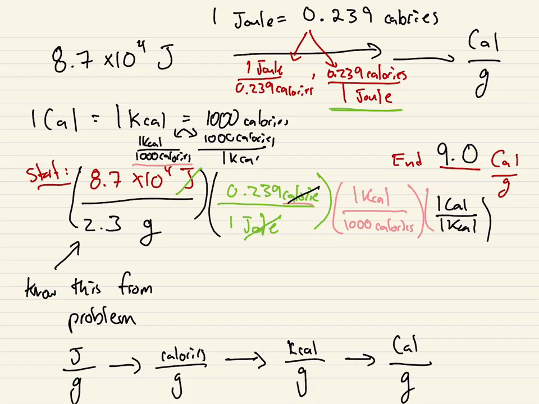Just making sure all the units cancel out: lowercase calorie, kcal, and then uppercase calorie. I know it's confusing going between calories, kilocalories, and lowercase calories. That's just the way the system was designed. All right, and then we end with what we want, which is units of calories per gram.